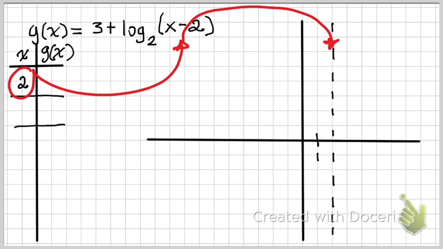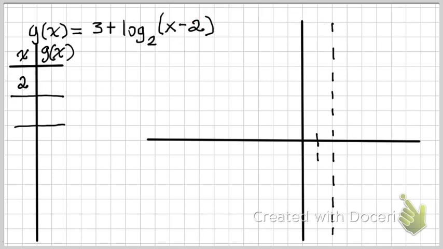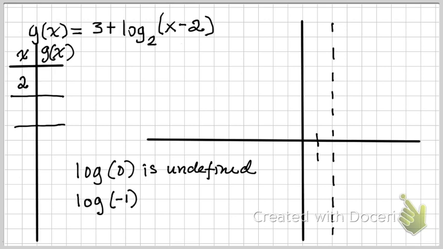You can also add to your notes that log of 0 is undefined. And log of -1 is also undefined. So we can't do logs of negative values, and we can't do log of 0. Okay, so what is the convenient value?